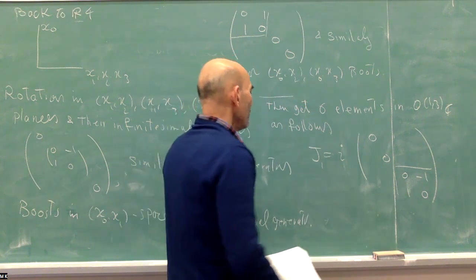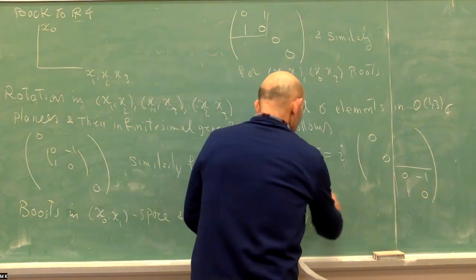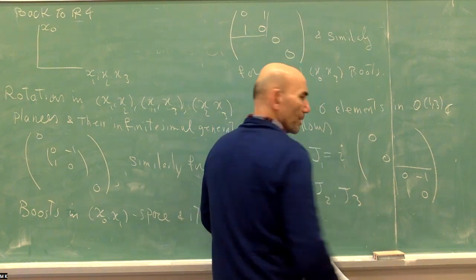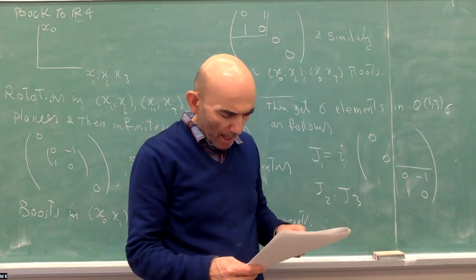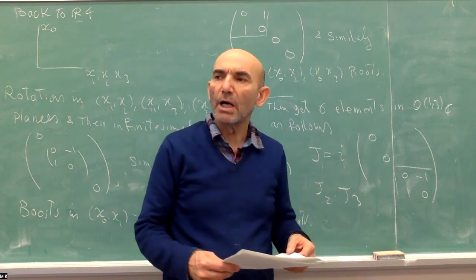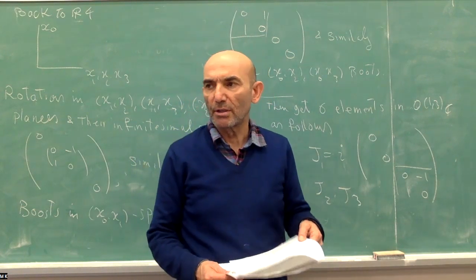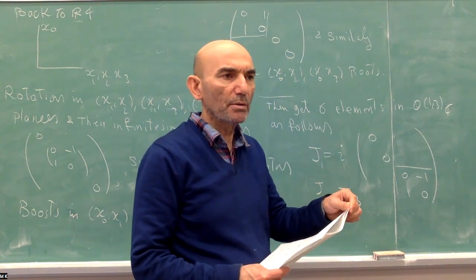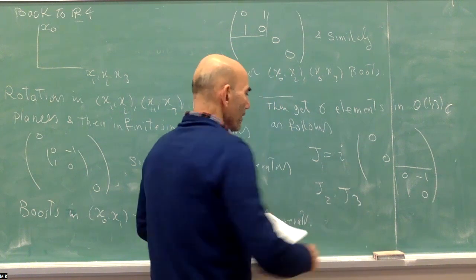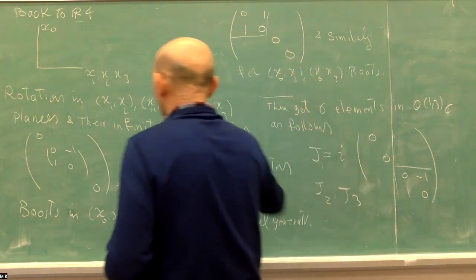Okay, so yeah, and then we get J2 and J3 in a similar way. And then we have to put K1, K2, K3, the infinitesimal generators. And then we get K1, K2, K3 now.